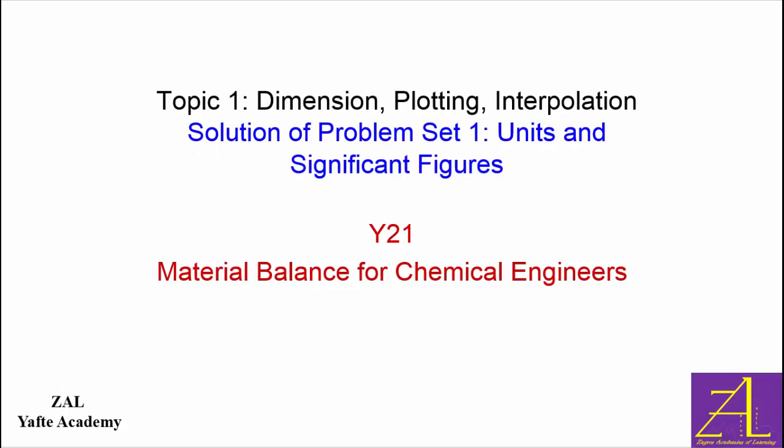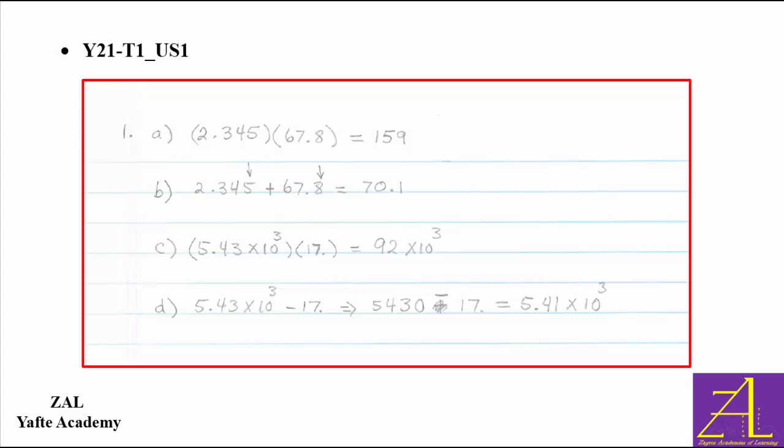This video is on the problems in topic 1. There are 3 problem sets in this topic. Problem set 1 is on units and significant figures. This problem involves significant figures. Note that the down arrow indicates the last significant digit of a number.